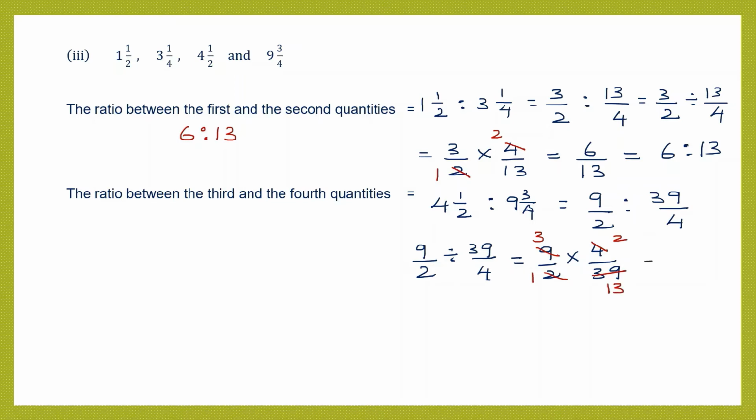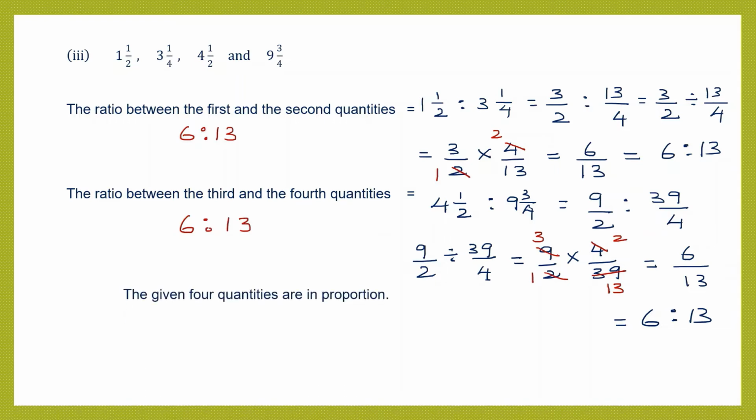Now let's see what is left. We have 3 there, 3 twos are 6. And down 1 into 13 is 13. So now let's write this as a ratio 6 is to 13. So let me write it here also. The ratio between the third and the fourth quantities is 6 is to 13. That means, yes, the given four quantities are in proportion.